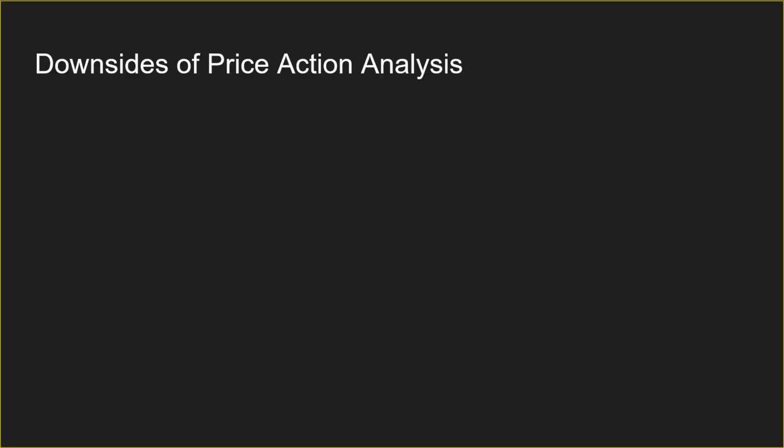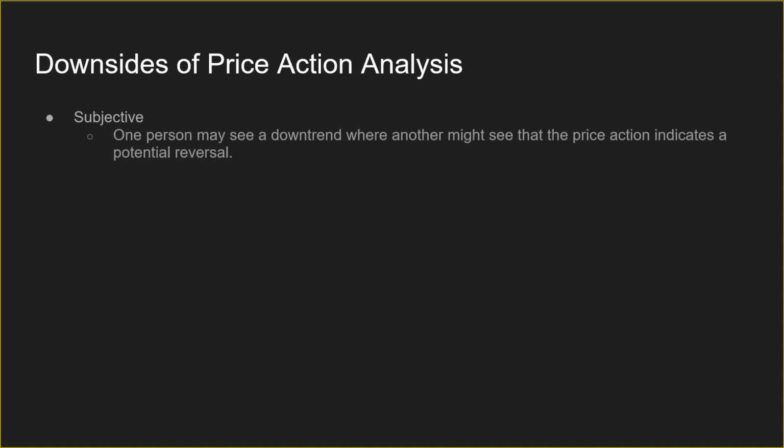Finally, let's talk about some downsides of price action analysis. It can be subjective. Technical analysis generally is subjective. It varies from person to person, trader to trader. One person might see a downtrend, whereas another might see the price action indicates a potential reversal, and it also depends on the time frame they're looking at and what methods of charting and indicators they're using. There can be a lot of variance.